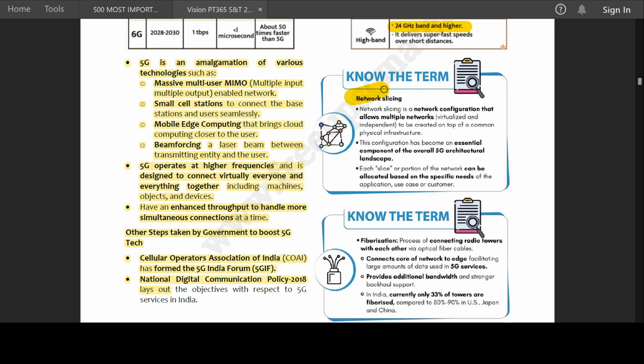Let's see new terms. Network slicing. Network slicing is a network configuration that allows multiple networks. It is an essential component of the 5G architectural landscape. Each slice or portion of the network can be allocated based on the specific needs, use case, or customer.